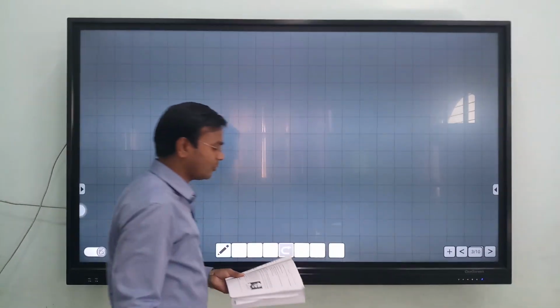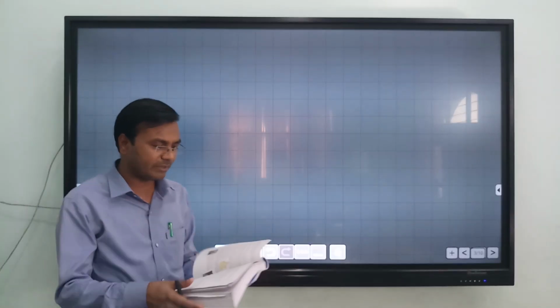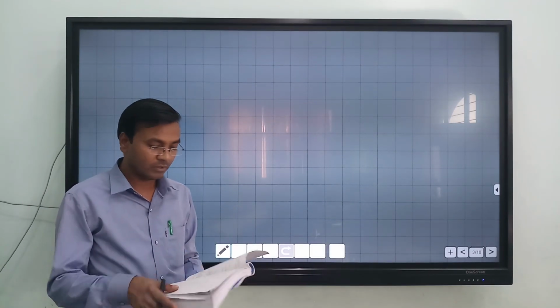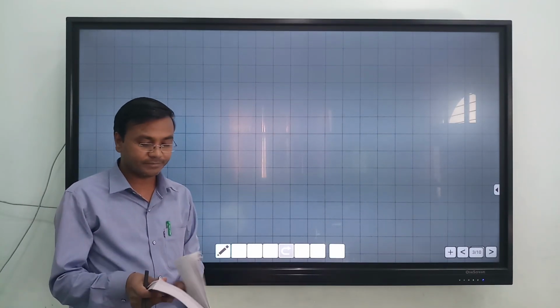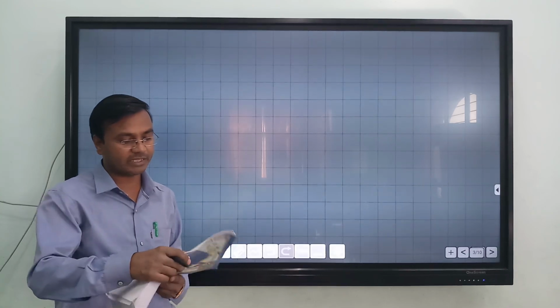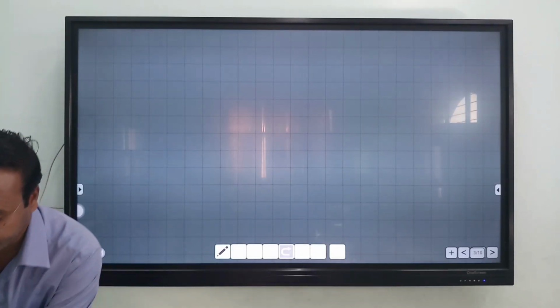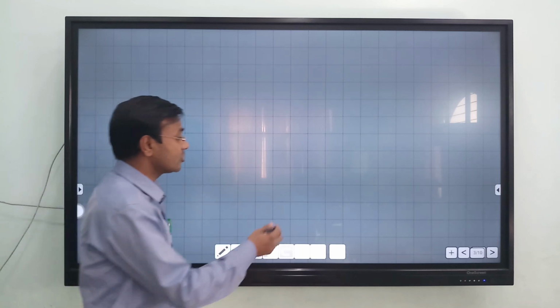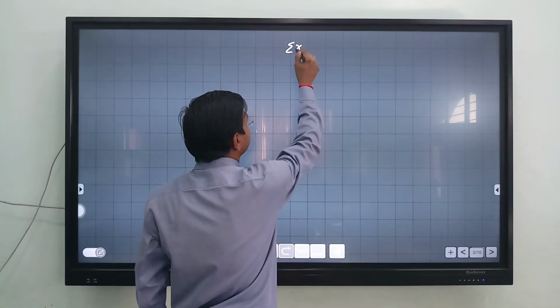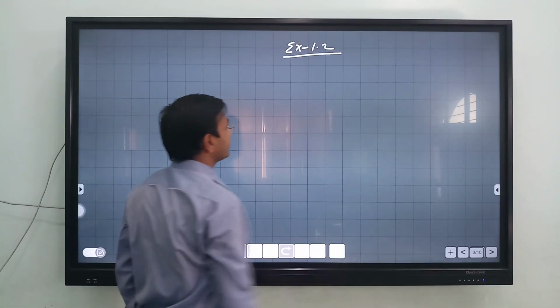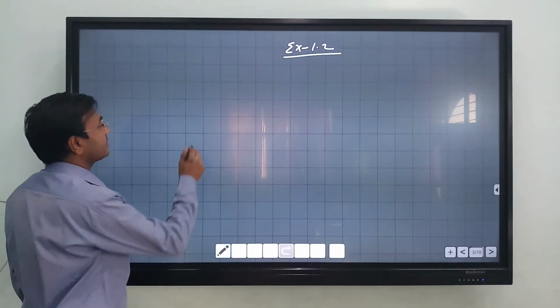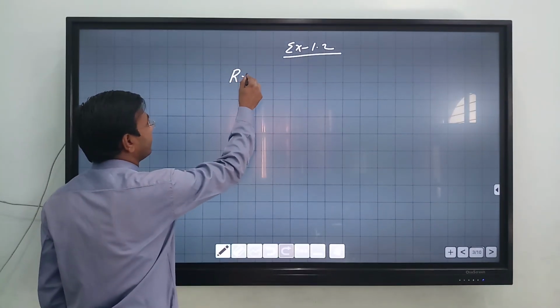This exercise is based upon your first lecture, I mean the basics of real numbers. Now let us see the next exercise, which is related to rational or irrational. So before proceeding, exercise 1.2, let us see once again.